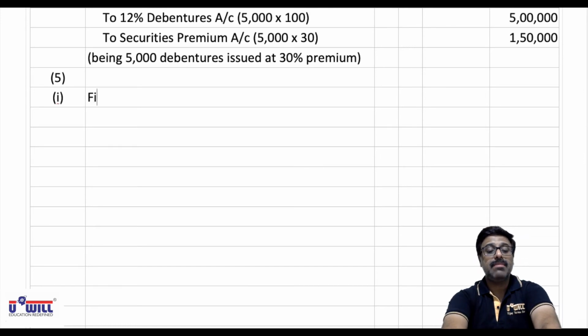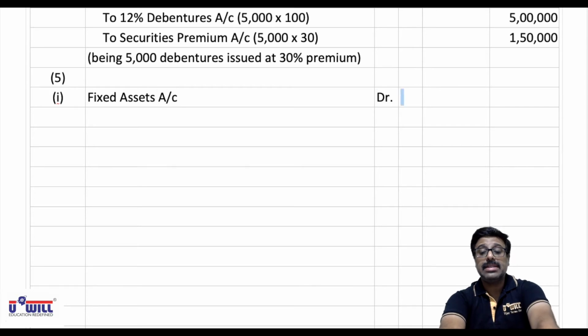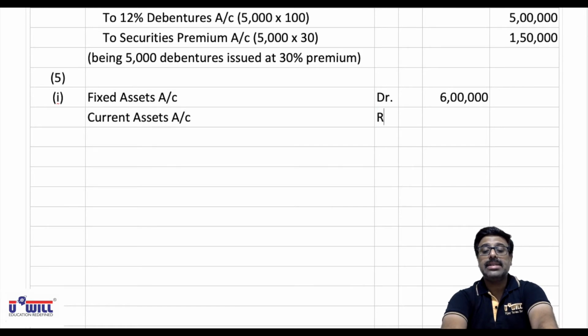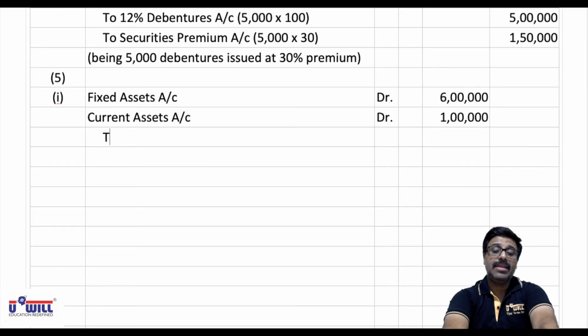fixed assets become our assets. So assets have debit balance. Fixed assets account debit with 6 lakhs. Current assets become our assets. Assets have debit balance. So current assets account debit with 1 lakh. Then you leave one line in between because we don't know whether it would be a goodwill or capital reserve. Liabilities are payable, credit the payable. So liabilities account credit with 1 lakh.